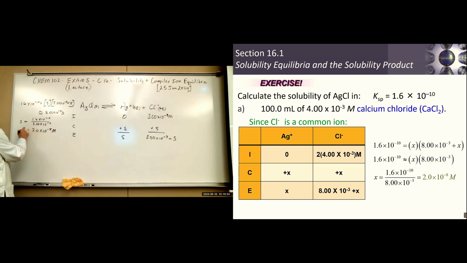is the molar solubility of silver chloride if there's already this much chloride ion in solution. So it did drop it quite a bit, right? 3 orders of magnitude decrease in concentration.